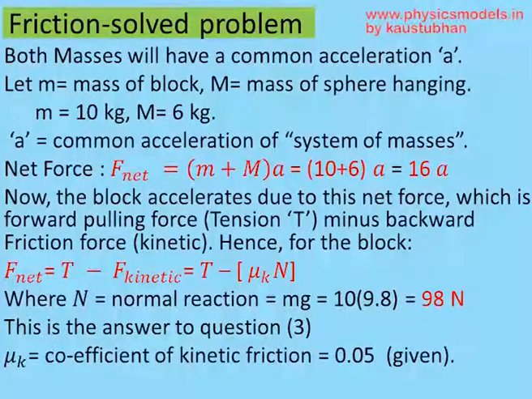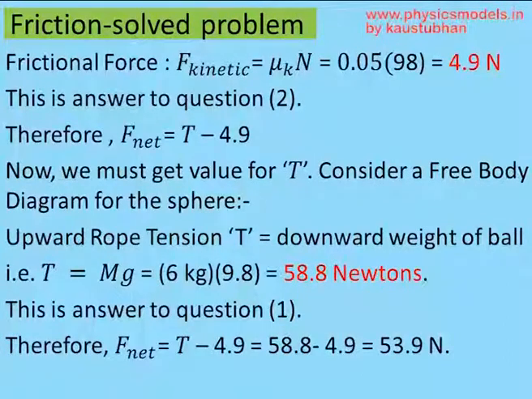I hope this particular slide was clear. Now the frictional force F kinetic is mu k into N, so we simply multiply 0.05 into 98, that gives us 4.9 newtons. So coming back to the net force, we always keep coming back to that, and that's equal to T minus 4.9. But we don't know T.